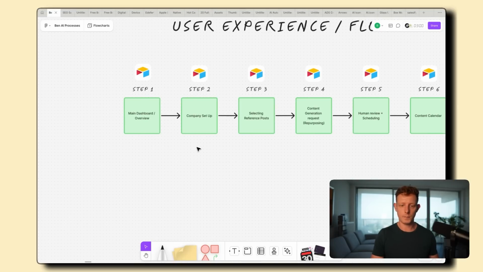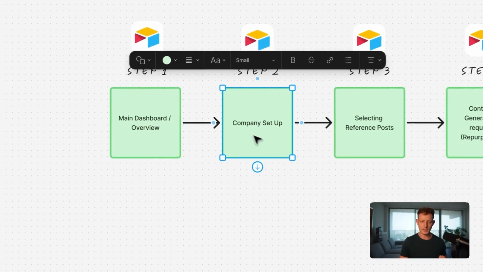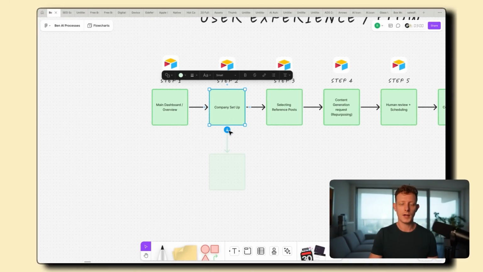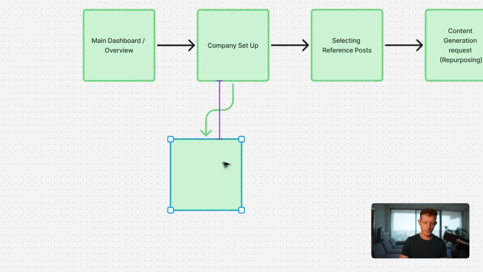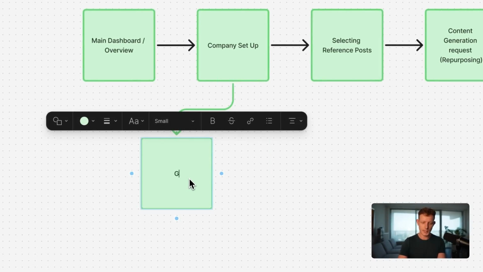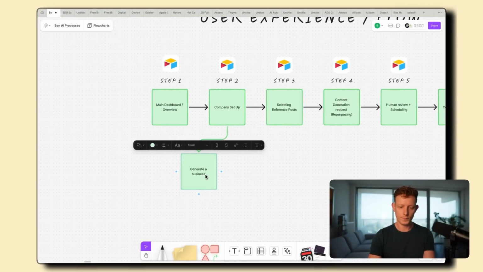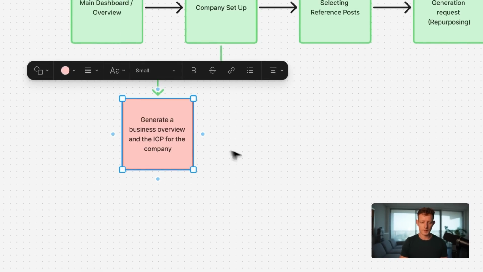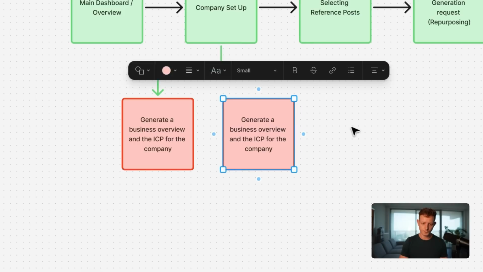Now, what do we need here for the backend? So in this part, in the company setup, where we're going to personalize it for the specific company, we probably need one or two automations. The first one I'm thinking is to generate a business overview, right? And the ICP for the company, which we're then going to feed into the system when we're generating LinkedIn posts, right? So this can be the first automation. I'll just make it red so we know this is an automation. And also we want to scrape some reference posts, right?